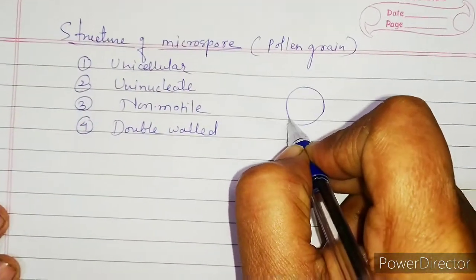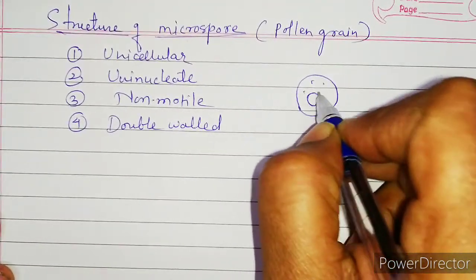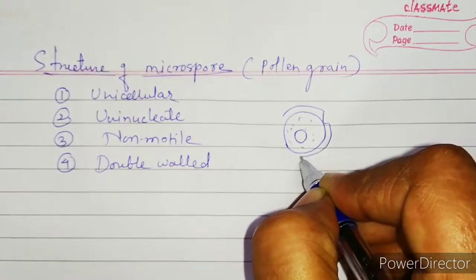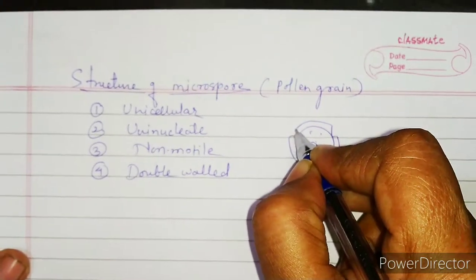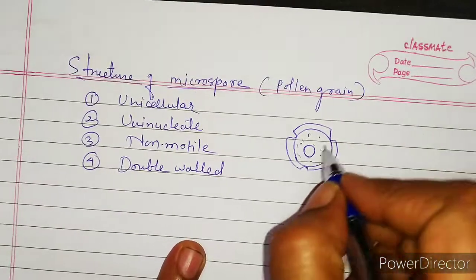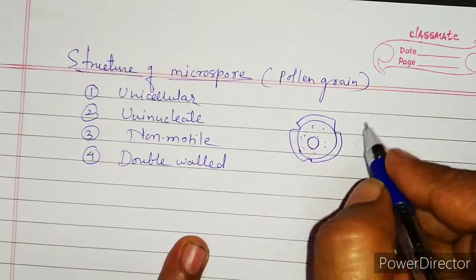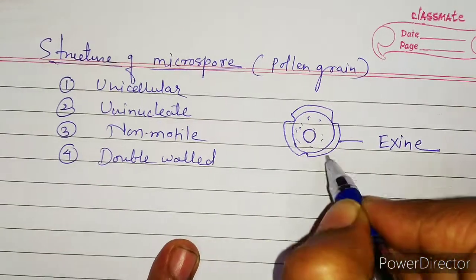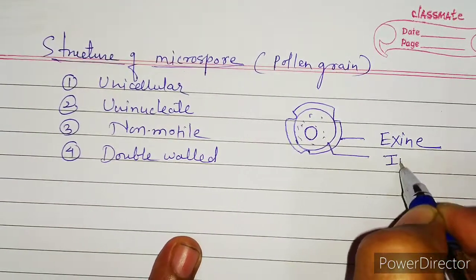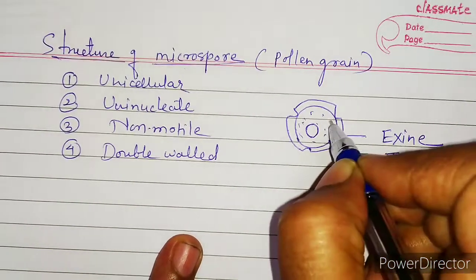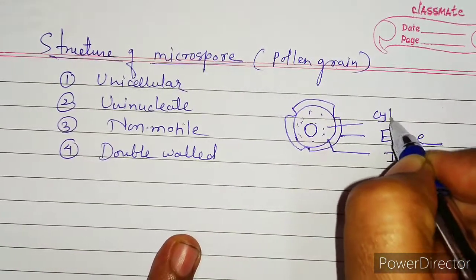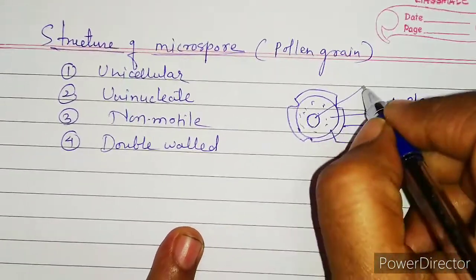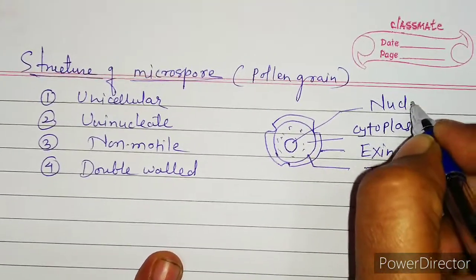See here, this is the microspore. Nucleus is there, cytoplasm is there, like this. Suppose you can draw the double wall of the microspore. The outer wall is called exine. The inner wall is called intine. This is the cytoplasm. This is the nucleus present in the cytoplasm.